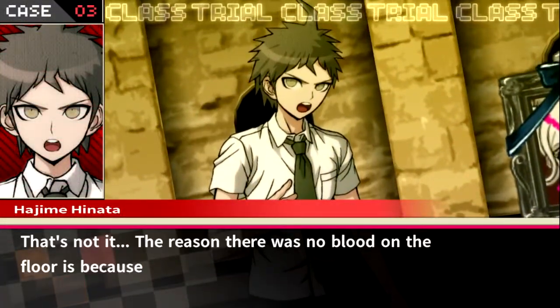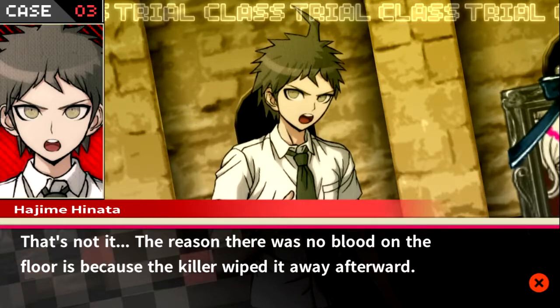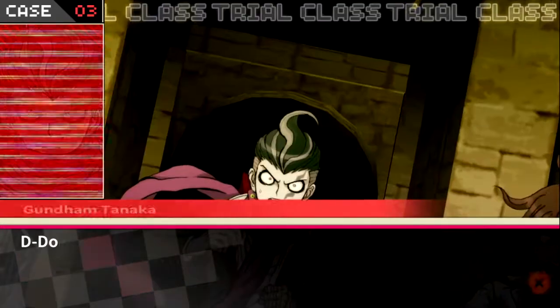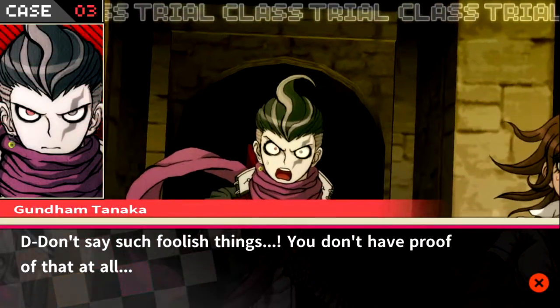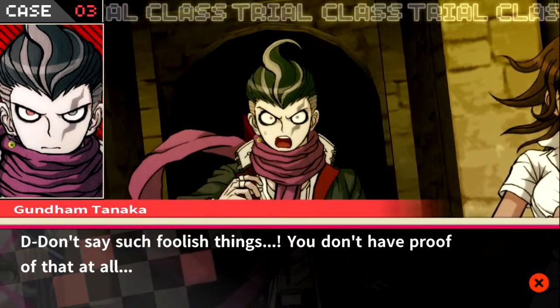That's not it. The reason there was no blood on the floor is because the killer wiped it away afterward. Don't say such foolish things! You don't have proof of that at all!